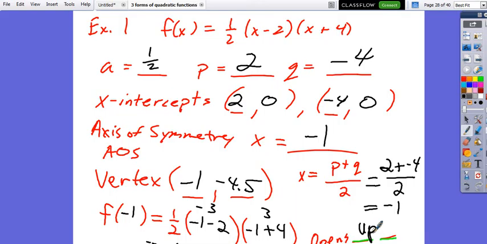So now we've got everything we need to graph this function. We've got our 3 points already determined. The vertex is one of our points, and then the 2 intercepts are the other 2 points. So graphing this is going to be very easy once we've got all of this stuff filled out.